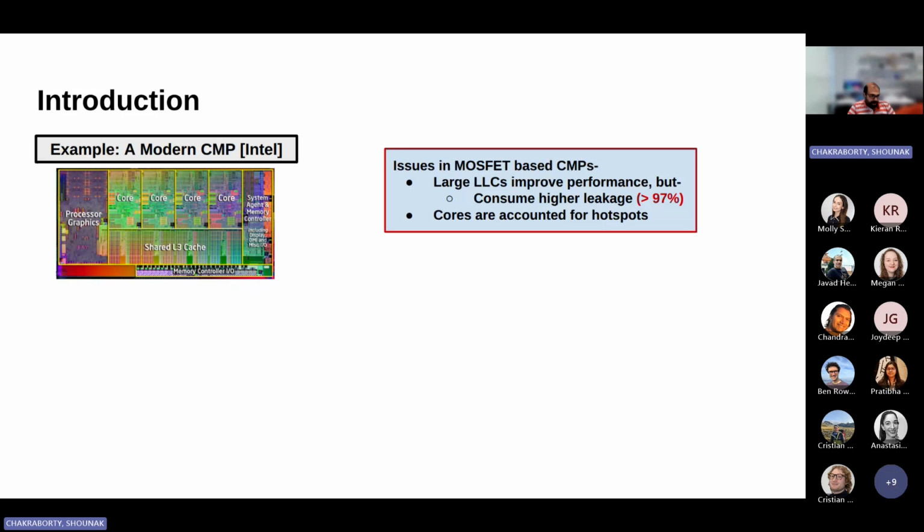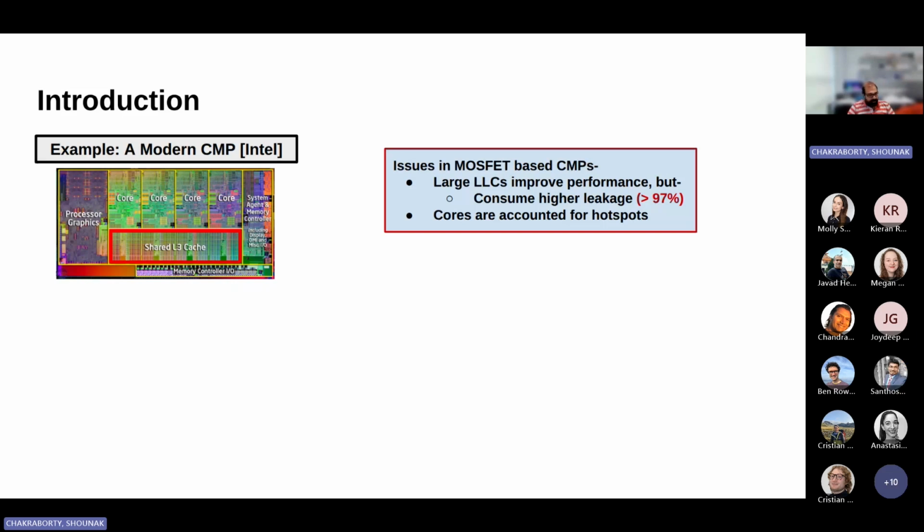If I take a close look at this diagram, you can see this shared L3 cache, which is the LLC or last level cache in this chip, occupying one of the most significant areas of the wafer real estate. If you build it with MOSFET-based circuitry, its leakage power is super high, even more than 97%, and this power consumption is nothing but wastage of power. This was the primary design concern in the era of MOSFET, around 5 to 10 years back.